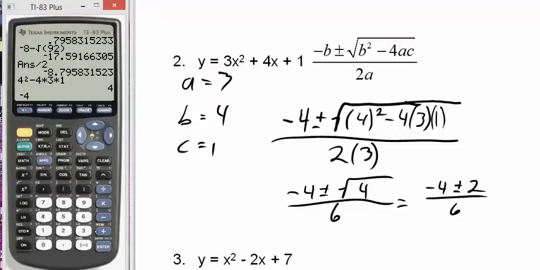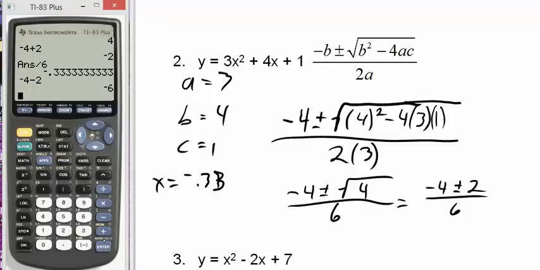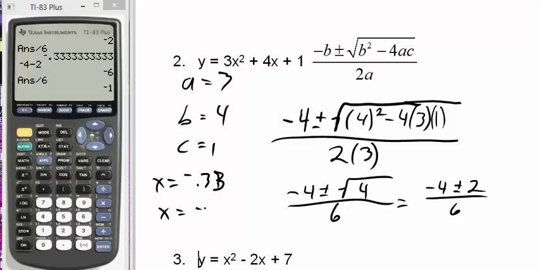So this one we could do pretty easily in the calculator. Negative 4 plus 2 divided by 6 is negative 0.33333, so x is equal to negative 0.333. And then the other one, it would be negative 4 minus 2 divided by 6. And the answer would be x is equal to negative 1.